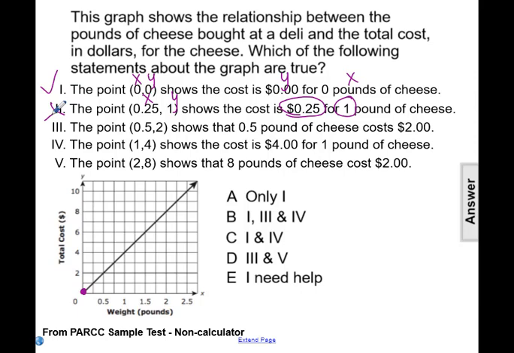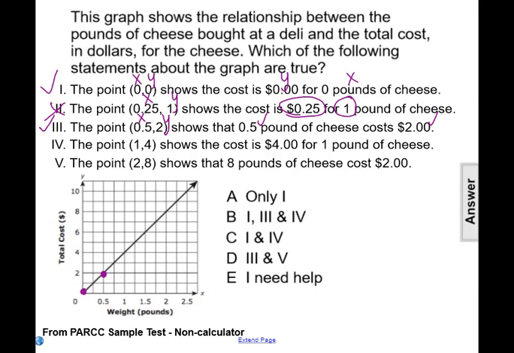Statement number 3, we have the point (0.5, 2) shows that 0.5 pound of cheese costs $2. So let's take a look. The ordered pair is (0.5, 2). X is 0.5, so that would mean 0.5 pounds because x is the weight in pounds, which we have in our statement, 0.5 pounds of cheese. And the y value is 2, so that's the total cost should be $2, which we have. Yes, the point (0.5, 2), which is on our graph, that is our line, so that is a true point for the graph, shows that 0.5 pounds of cheese costs $2. So statement number 3 is also true.